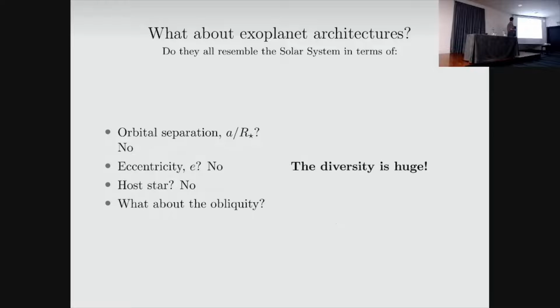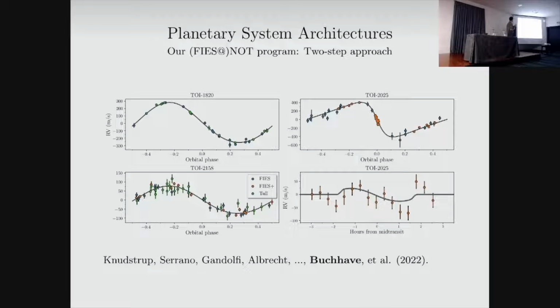And now to the main point, the quantity of interest here. What about the obliquity? This tilt between the orbital plane and the stellar spin axis. Our program is called Planetary System Architectures, and we have used FIAS to first characterize and confirm planets discovered by the TESS mission, which Lars also mentioned. We also got a bit of help from Lars. He collected some RVs for us, so thank you, Lars.